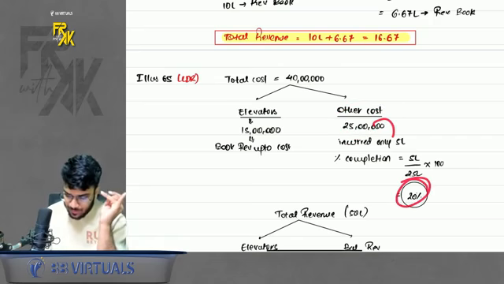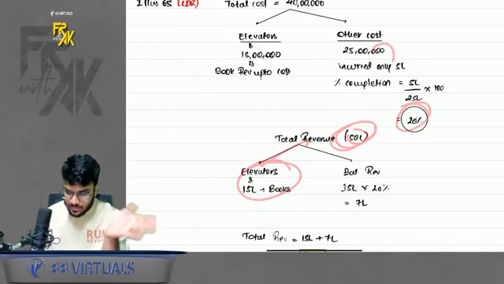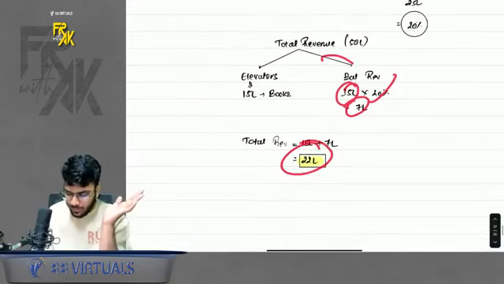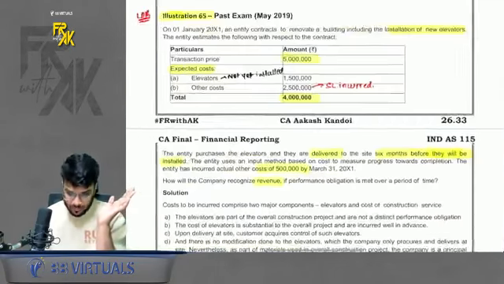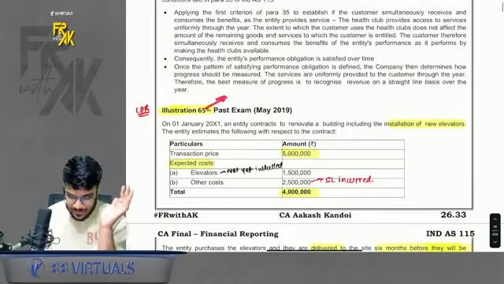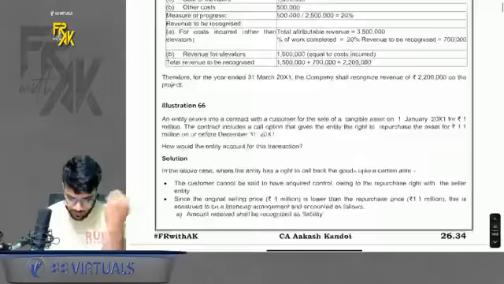So percentage is 20%. In revenue also, out of 50, first book up to elevators 15 lakhs. On balance 35 apply 20%, 7 lakhs. So total revenue we will book is 22 lakhs. Is this clear to everyone? Yes. 65 is done. Similar to this is 78 also, where instead of elevators we have ACs, air conditioners. So simple. You can refer to that also.